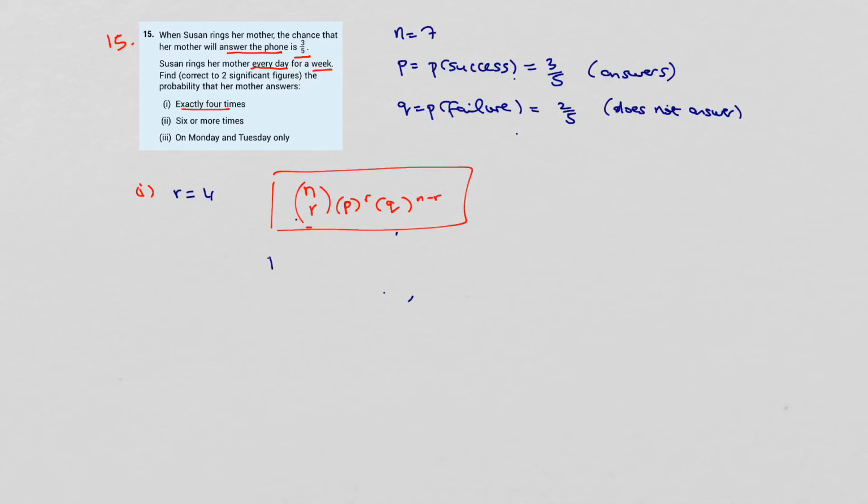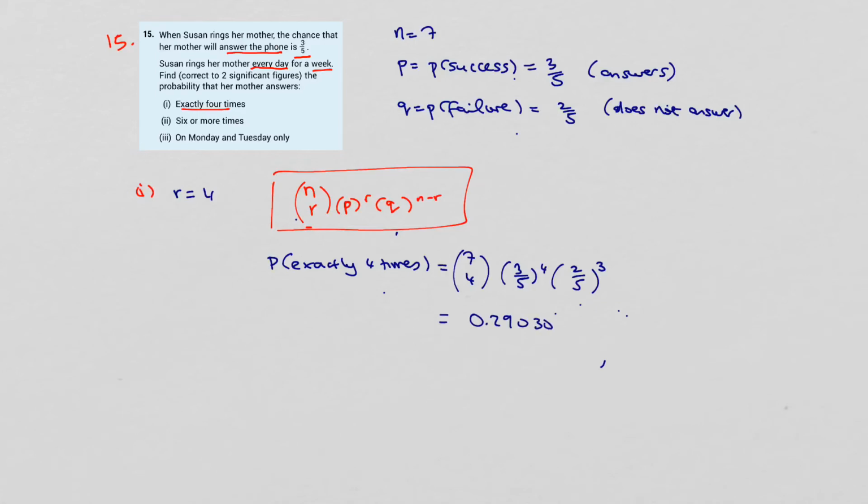So we sub in the probability of exactly 4. And then it's going to be 7 choose 4. P, we said, is 3/5 to the power of r. Q to the power of n minus r. So 7 minus 4 is 3. And then on our calculator, that gives us 0.290304. Now, we're not told anything about percentages or nearest decimal places, so I would give my exact answer that I'm getting on my calculator. I wouldn't round it unless I'm being told to round it, okay?